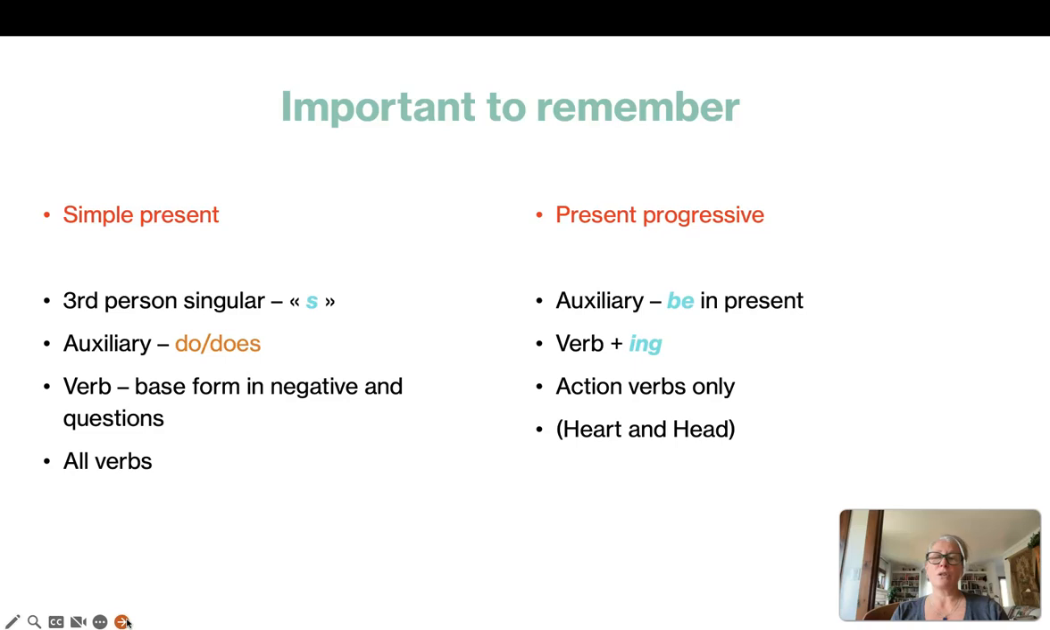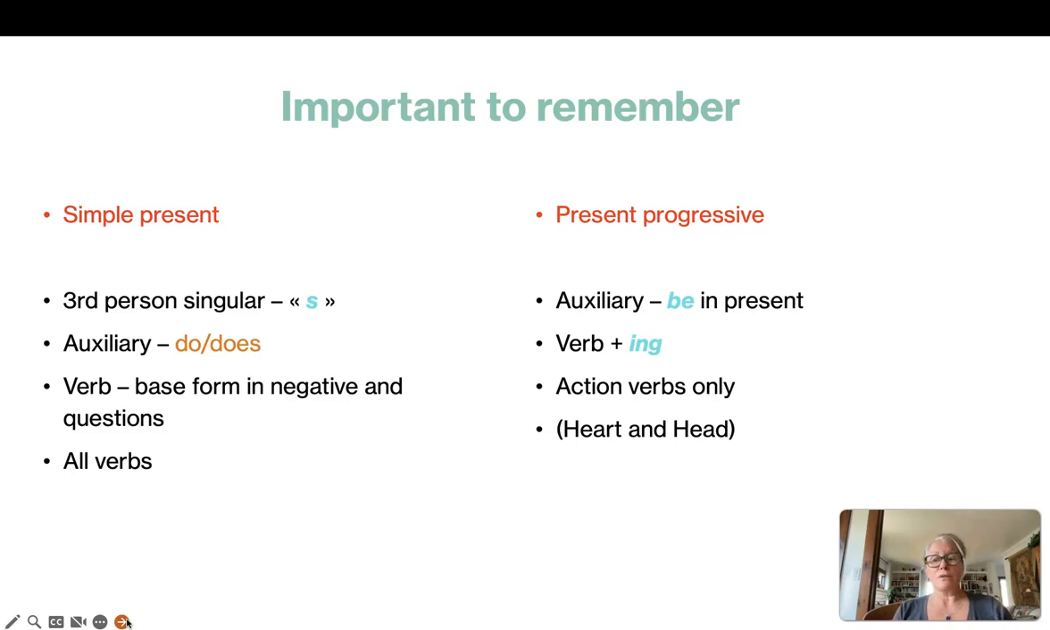So, things that are important to remember. Third person singular. This is where most people make their mistakes when they're using the simple present. Don't forget to add an S. And the auxiliary is do or does, depending on your subject. Remember, with he, she, and it, your auxiliary is going to be does when you're making a negative and a question. And we use the simple present with all verbs. It doesn't matter what type of verb it is.